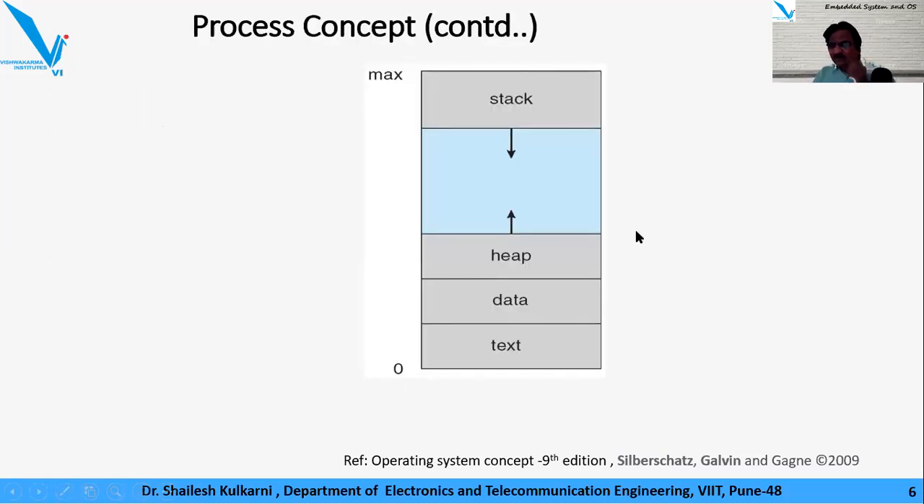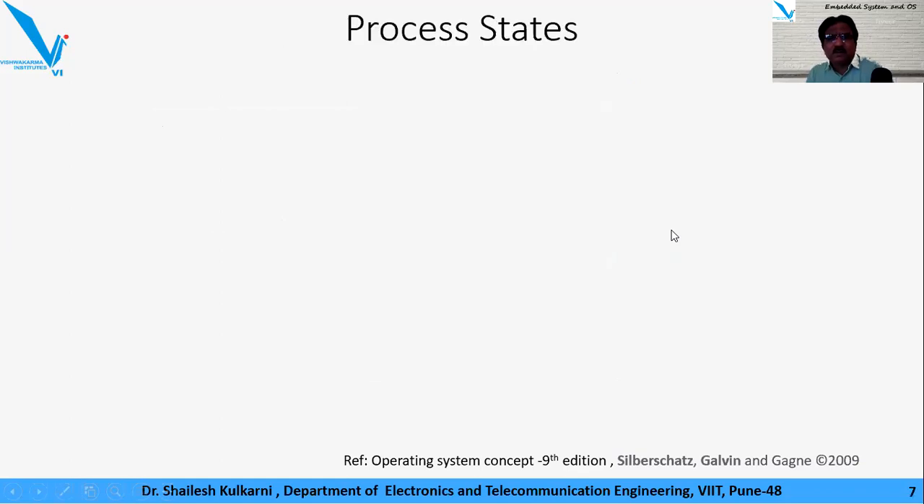As I said, these are the few sections which are there in memory: text section, data section, heap section, and stack section. So this is the mapping in memory where the different attributes of the process or task reside. Fine. And going ahead, we'll now understand what the states of the process are.